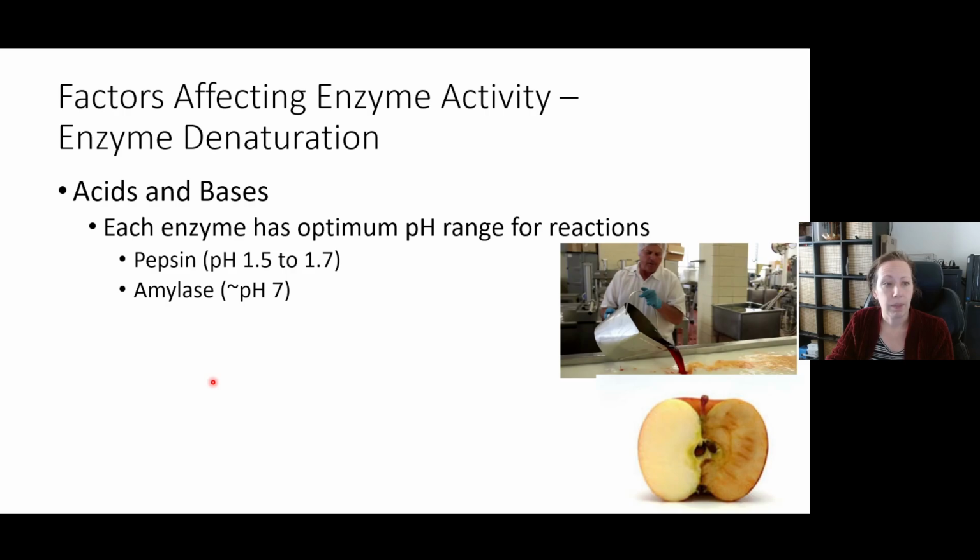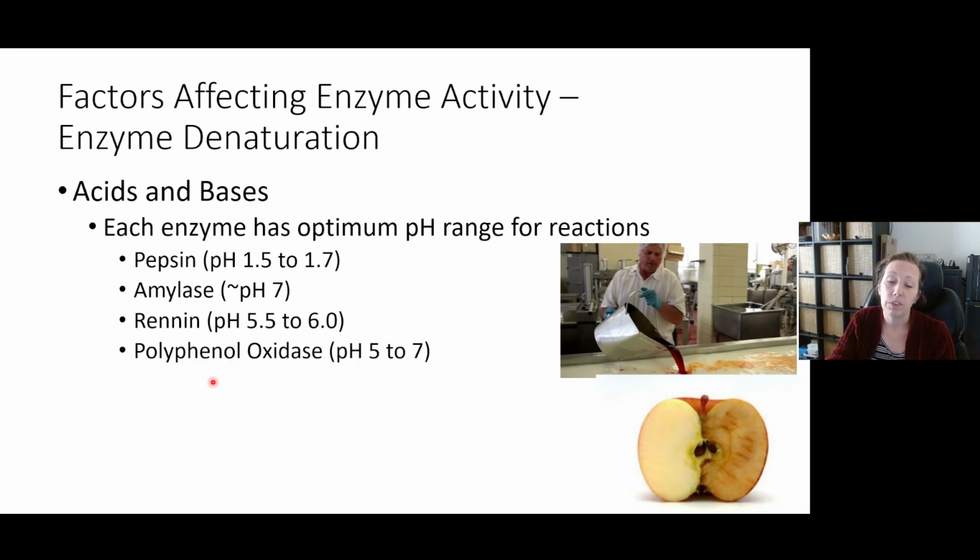Okay. Amylase, which breaks down starch, has an optimum pH range of about 7. So this isn't in our stomach, it's further down in the intestines, and its optimum pH range is close to 7. Rennin, which is used for cheese making, has an optimum pH of 5.5 to 6.